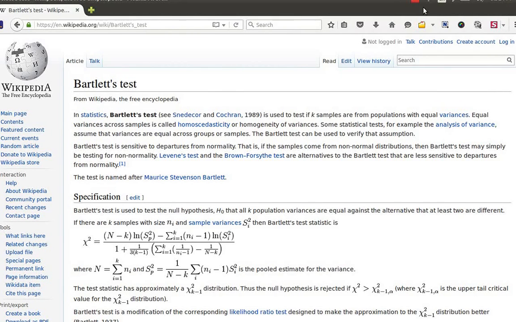Hi, I'm from Social Research Insights, and in this video cast I'm going to explain how to compute a Bartlett test of homogeneity in LibreOffice Calc installed in Ubuntu version number 14.04.